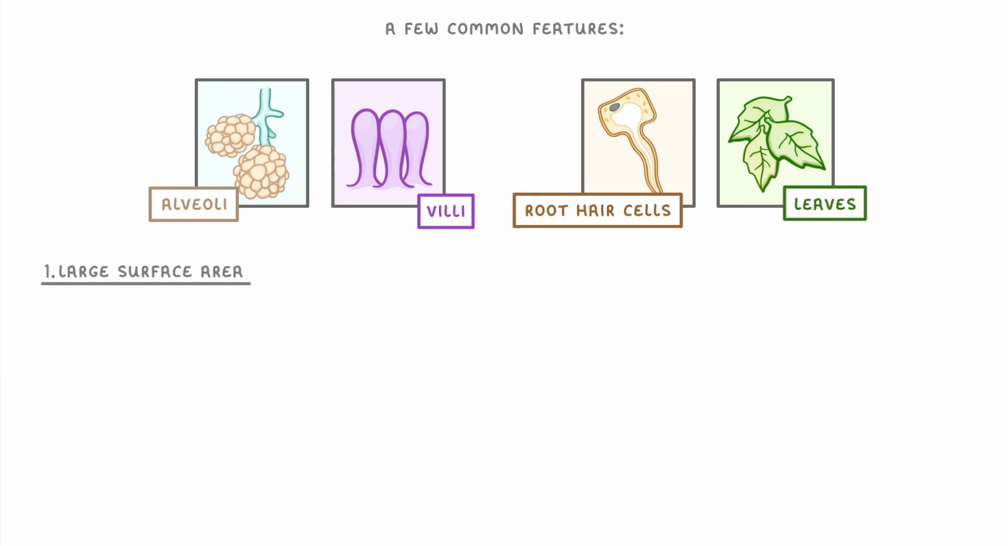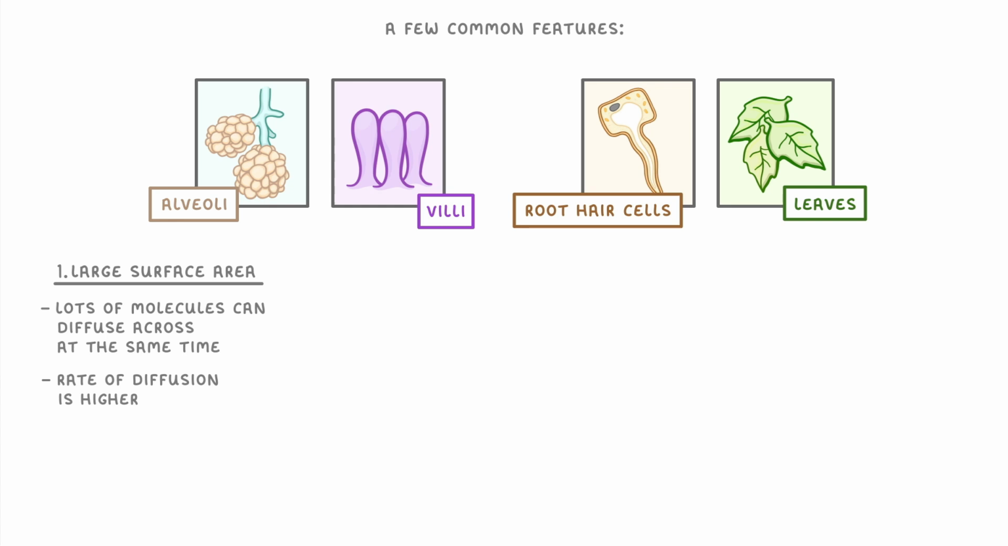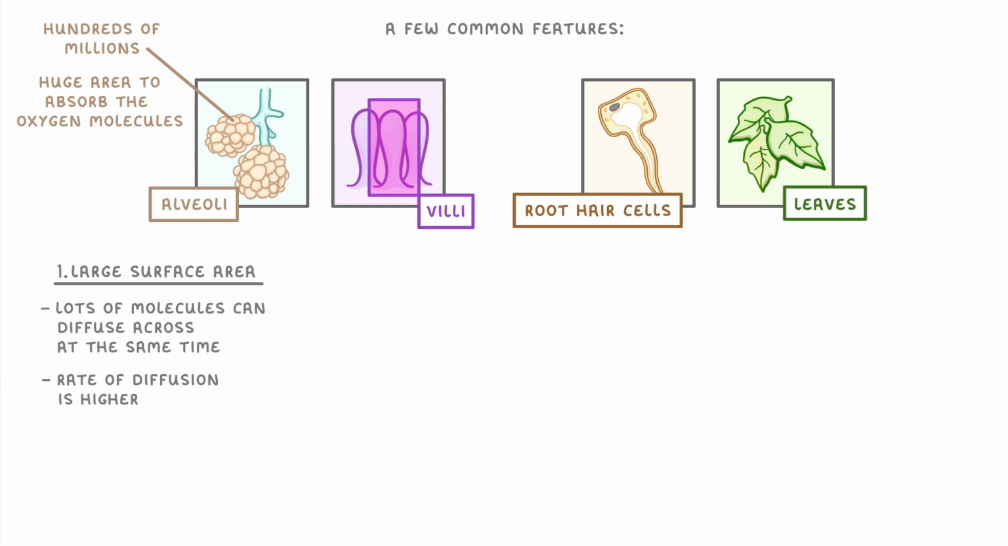The first is a large surface area. Having a really big surface area means that lots of molecules can diffuse across at the same time, and so overall the rate of diffusion is higher. For example, by having hundreds of millions of alveoli, there's a huge area over which we can absorb the oxygen molecules that we need. This is also why villi have this long, thin shape, why leaves are large and flat, and why root hair cells have these long, thin projections.